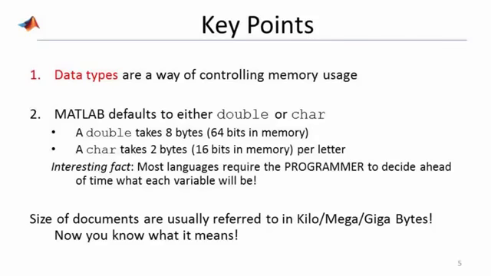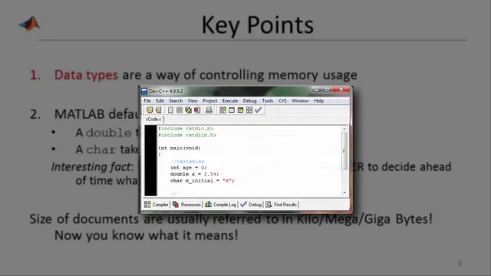Now, interesting fact, last one, most languages like C, C++, Java actually require the programmer to decide ahead of time what data type a variable will be. There is no default for most languages. In this picture right here, this is C programming. If X has to be equal to 2, there is a necessary keyword in front, a data type, that the programmer has to choose. So keep in mind that MATLAB is very, very unique as far as that's concerned. It has defaults built in.